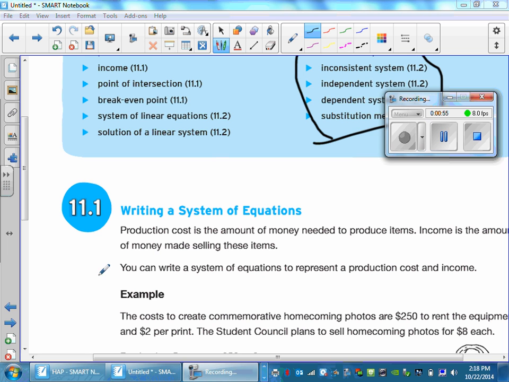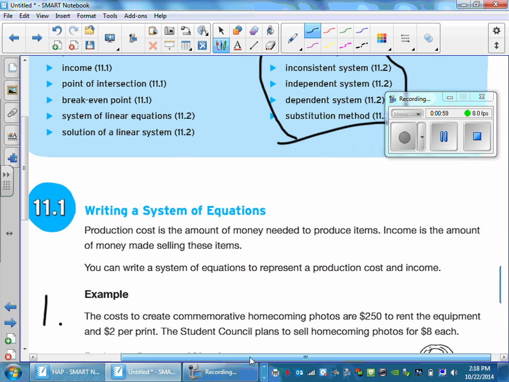All right, so you've titled your paper, write number 1. I want you to try to write a system of equations for this problem. The cost to create commemorative homecoming photos are $250 to rent the equipment and $2 per print. And the student council plans to sell homecoming photos for $8 each. So we want an equation to represent a production cost and income. So read it again if you need to and pause it if you have to and try to write an equation.